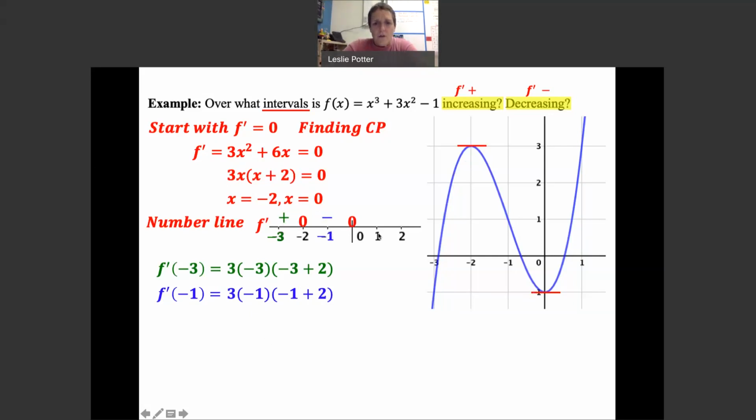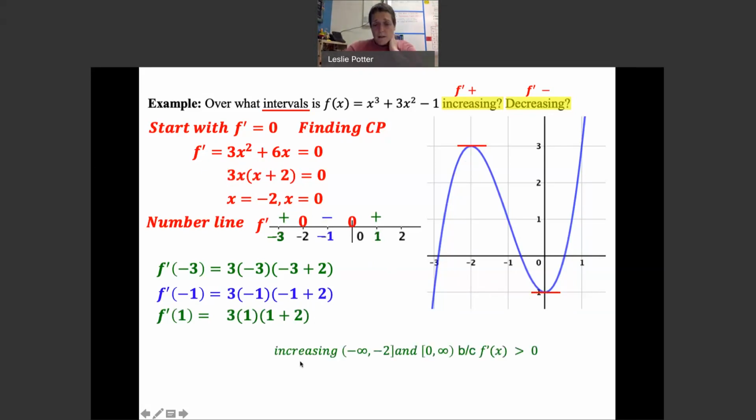Okay, last test over here, choose 1. Stick in a +1 here into this factored form. 3 times 1, that's positive. 1 plus 2, that's positive. Positive times positive is a positive. So that corresponds to this positive slope here. Okay, so now we have to summarize.